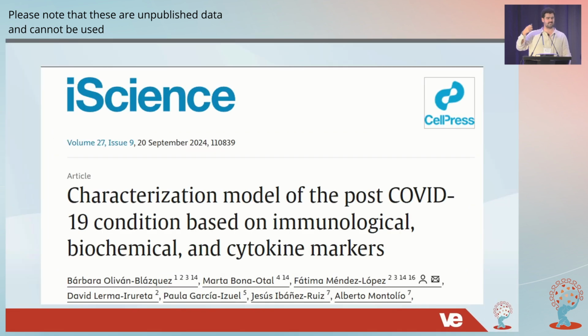Also, this is the first big paper we have published, which is not related to the quality of life, but this is a characterization model we've done based on immunological, biochemical, and cytokine markers, with, again, quite high prediction, sensitivity and specificity. And what's great is we are now doing the follow-up of all these patients. We're expanding both cohorts, the controls and the long COVID. We want to go from 85 to 120 or 150.